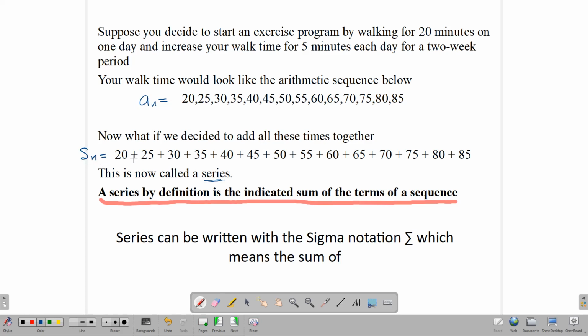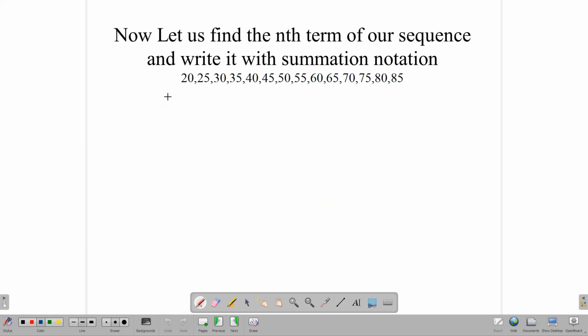Series have the plus signs between the numbers, notice, and a sequence will have the comma between the numbers. We can write series using the sigma notation. This sigma notation means the sum of. Now let's look at that example again.